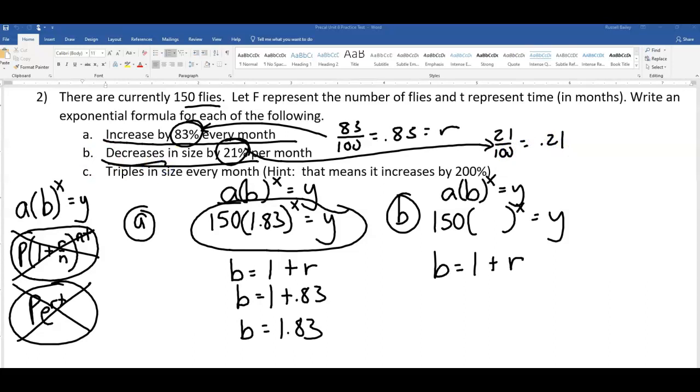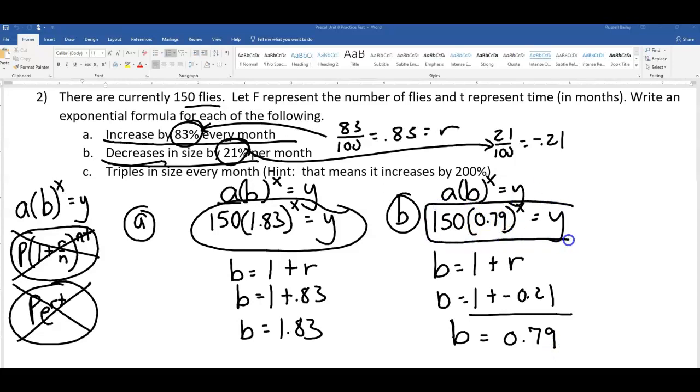And I have to remember something here. It's decreasing. So I need to make it negative. So I have B is equal to 1 plus a negative 0.21. In other words, we're going to end up subtracting these things. Okay? So let's see what that comes out to. B equals 0.79. And that's what's going to go right here. And there's my formula for part B. All right, and then we have one more to do. We're going to do part C.